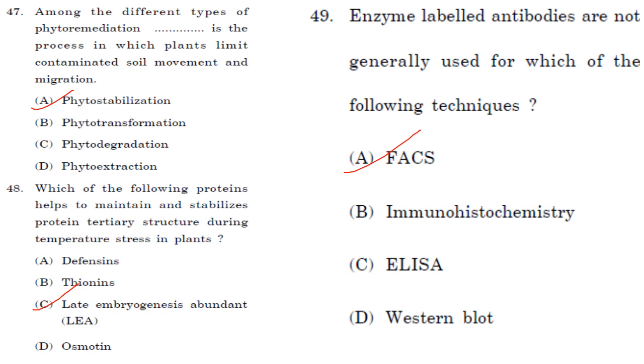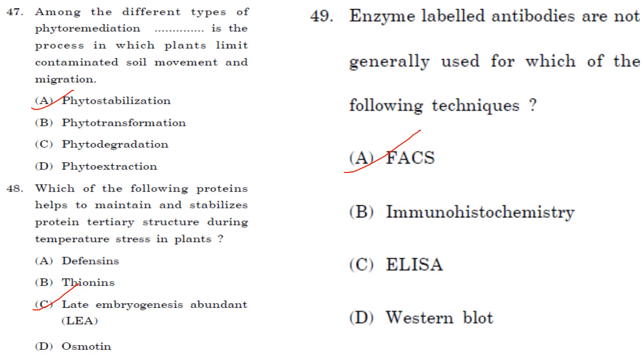Then next one. Which of the following proteins helps to maintain and stabilize protein tertiary structure during temperature stress in plants? Defensins are to defend against pathogens and predators. Thionins are antimicrobial peptides found only in plants. Late embryogenesis abundant, LEA, helps to maintain and stabilize protein tertiary structure during temperature stress. Answer is option C.